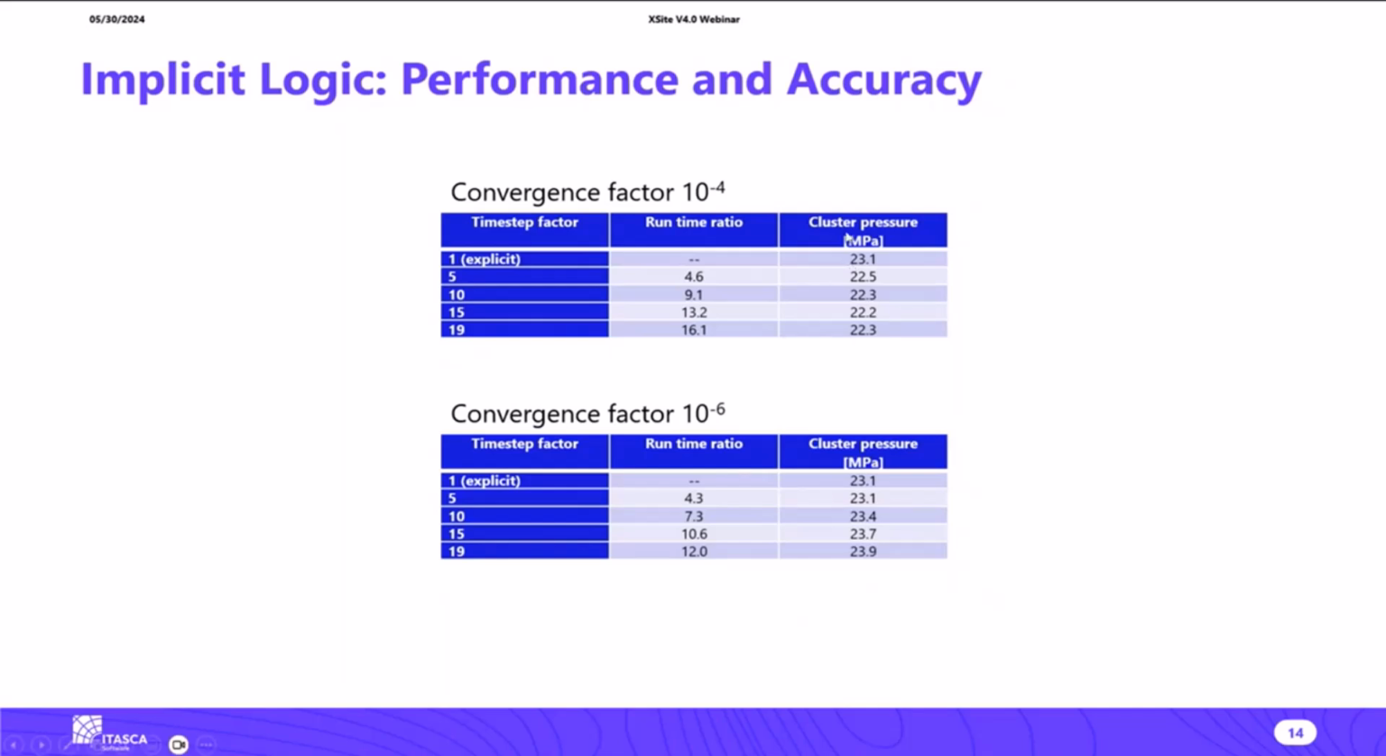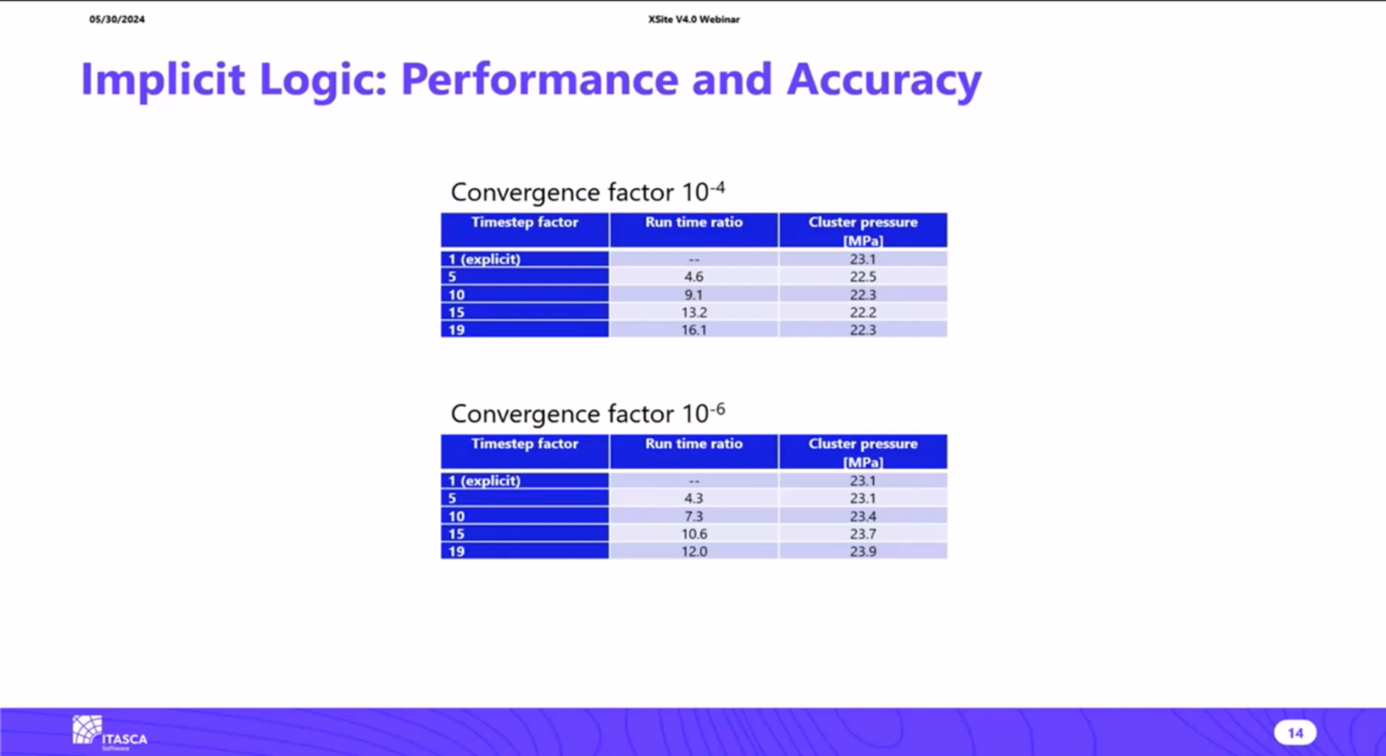So the injection cluster pressure gives us some kind of indication of the effect of the implicit scheme and time step multiplier on the accuracy, assuming that the explicit solution is the reference value. So we can see that.